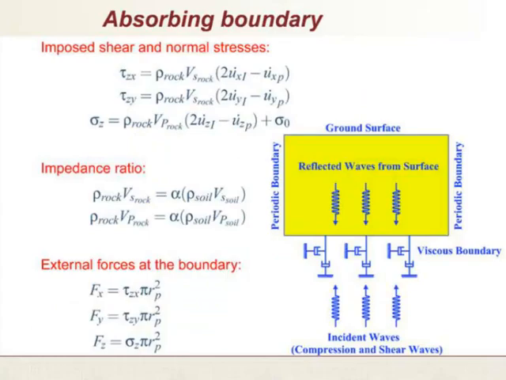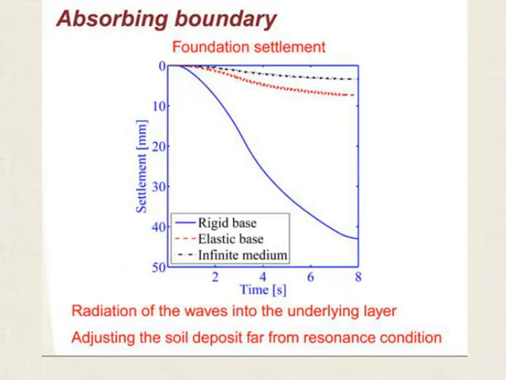For the sake of time, I don't want to go through more slides, but I wanted to show quickly that we can also eliminate the base rock and use absorbing boundaries if we want to have elastic base or infinite media as done in classical techniques. And that, of course, will have significant impact on the response. I mean, if you have infinite medium now, the foundation settlement will decrease significantly because your system will shift away from resonance, and the behavior will change dramatically.